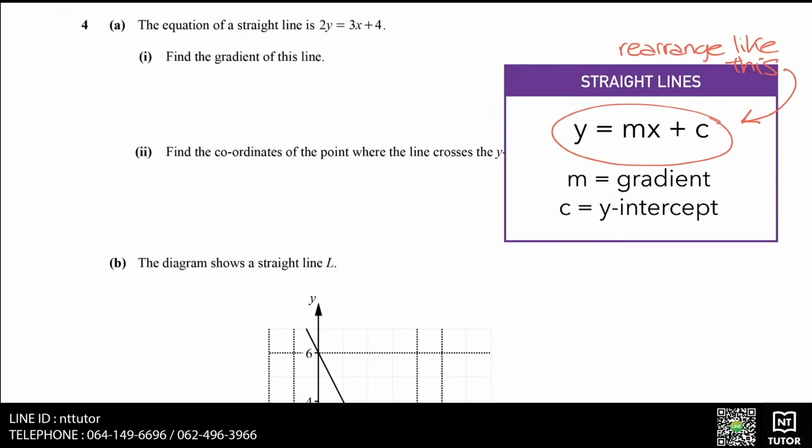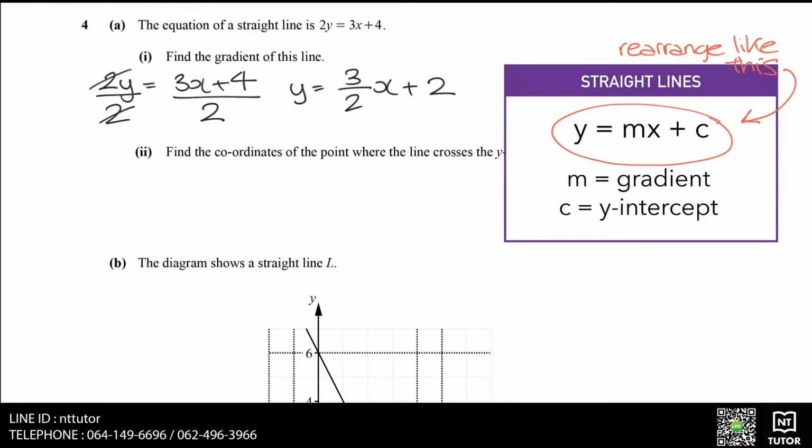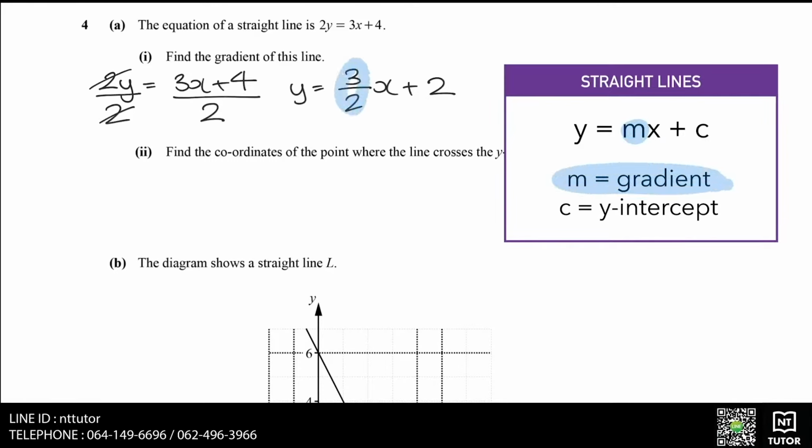The standard format of a straight line makes y the subject of the formula. So what we have to do in this case is make y the subject of the formula. When we make y the subject of the formula, it equals 3 over 2x plus 2, and the number in front of the x is the gradient. Therefore, our gradient is equal to 3 over 2.